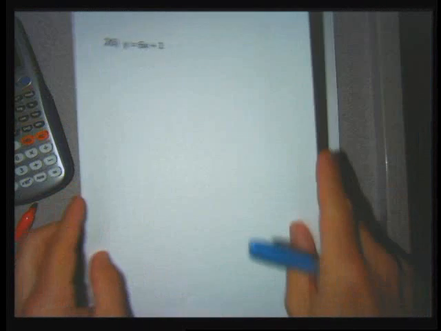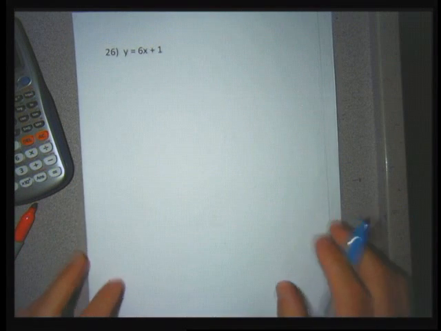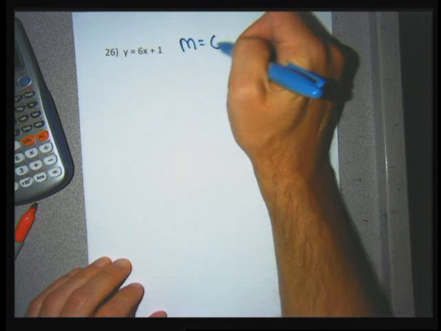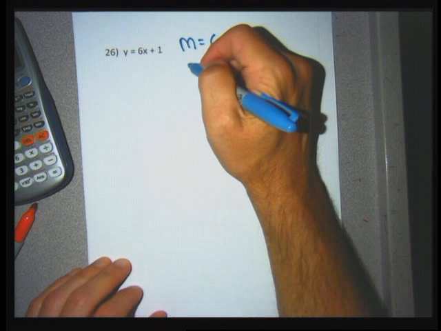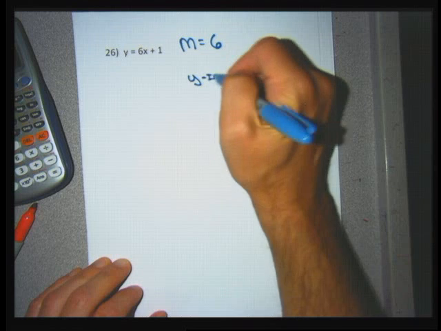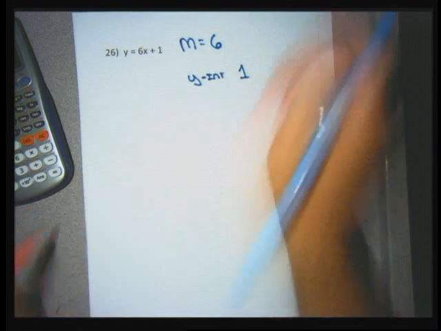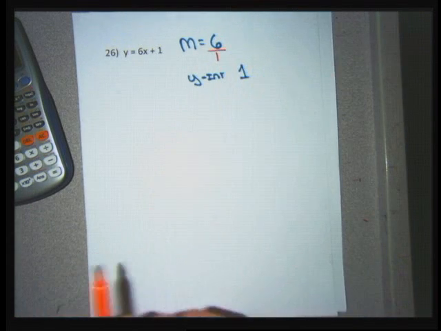26 is going to be hard to fit, and I might not give you the full 4 points. For 26, the slope is the number in front of the x. The y-intercept, or what I'm going to plot on the y-axis, is 1. This slope isn't helpful. It's not a fraction. I'm going to change the slope to a fraction. I'm going to write it as 6 over 1.